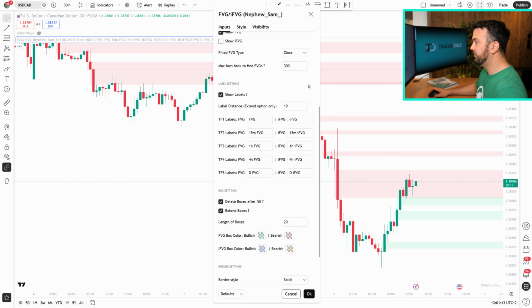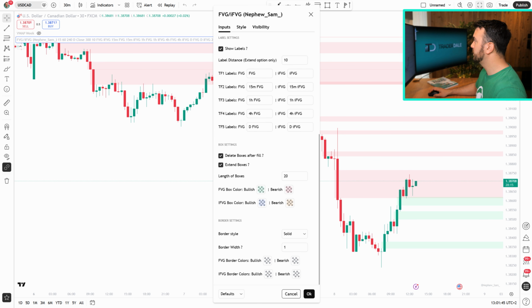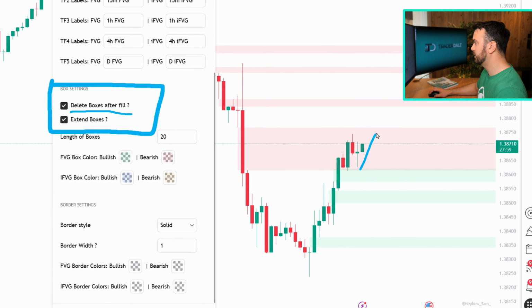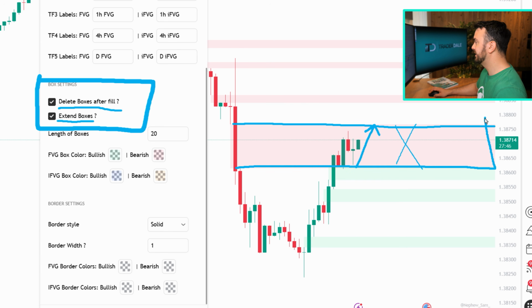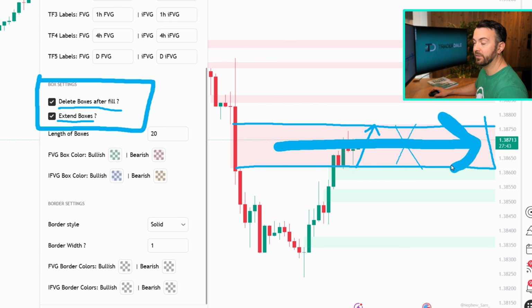Most of it is default, but one thing is important, which I like to point out, and it is those two things. You want to have both of those on. You want to delete boxes after fill. That means that when the fair value gap, like this one, gets filled completely, then it will no longer show on the chart. The second thing is extend boxes. That means that the boxes will extend to the right until tested.